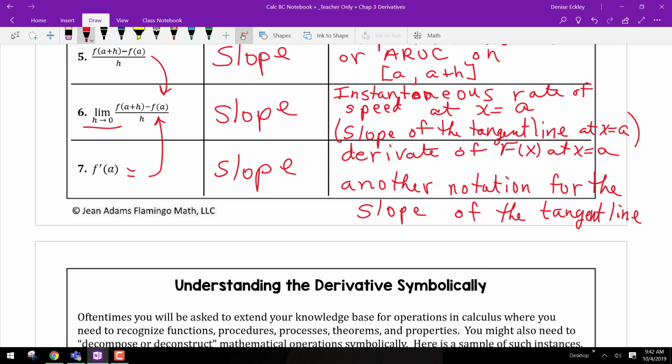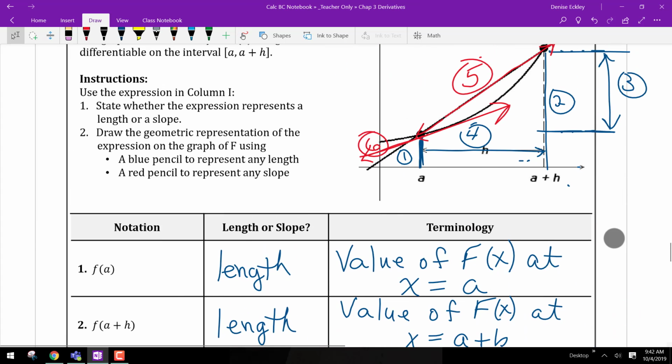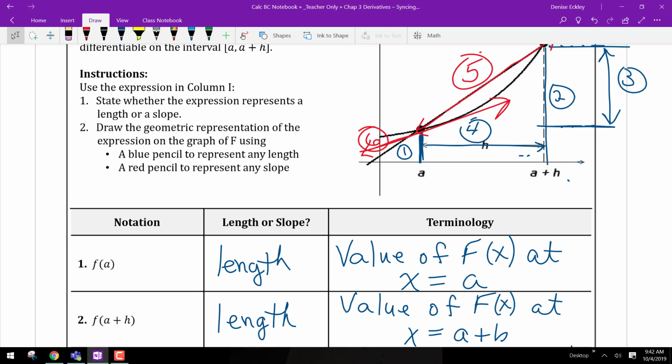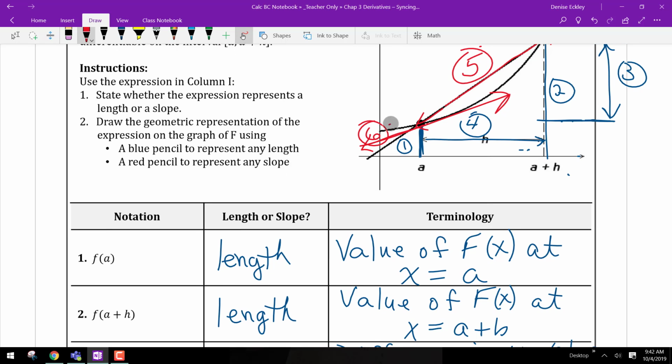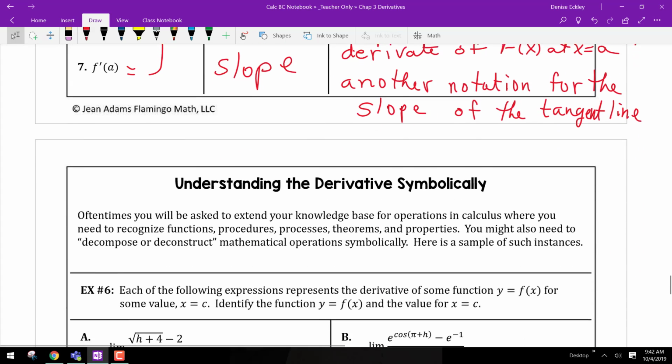And so we don't have to draw any more lines, because not only is this 6, it's also 7 as well, because it would be the same one. Okay, so that's how you represent it on a graph, what we're looking at.